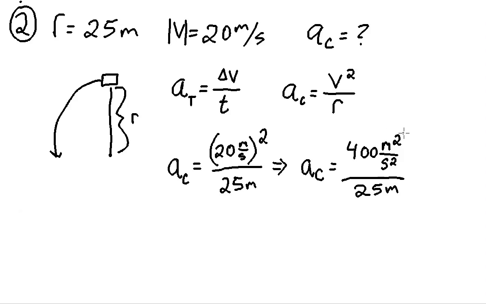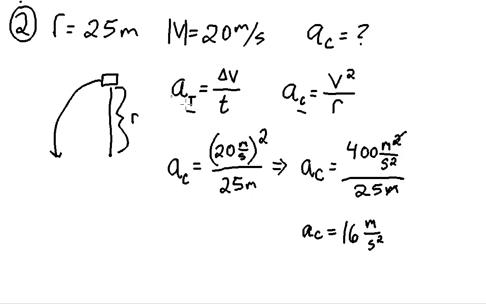Let's look at what happens to our units. This is going to cancel this out. We have 400 divided by 25. Let's see, 25 goes into 100 4 times. That happens 4 times. 4 times 4 is 16. We have meters up top and seconds squared on bottom. So we still have the same units for acceleration even though we're dealing with centripetal acceleration instead of tangential acceleration.